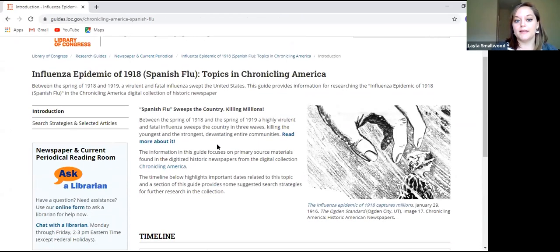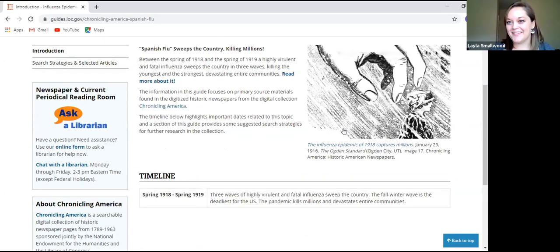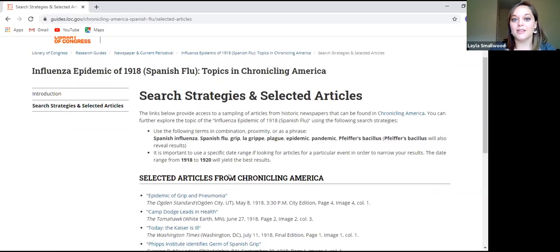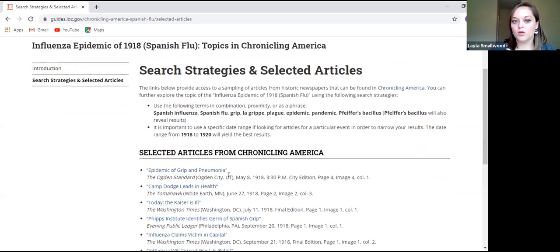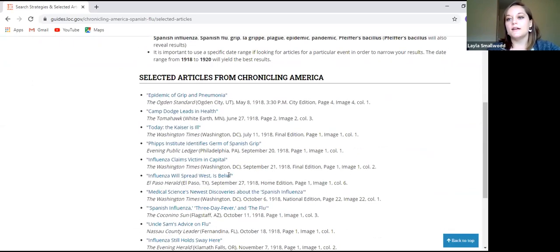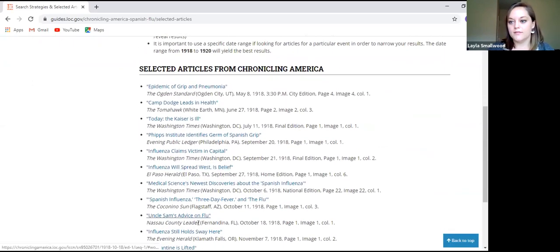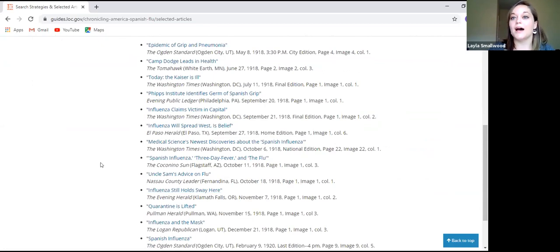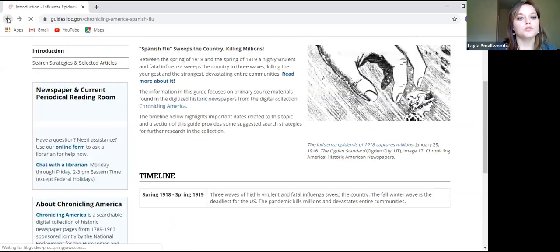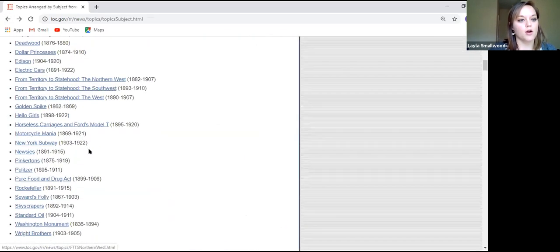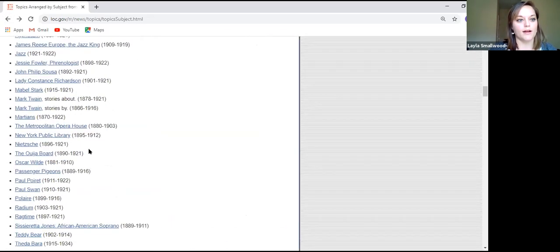And you'll see you have your blurb. Again, you have a really brief timeline here, and then you have a cool cartoon. You can click to learn more about it or read more about it, and you have your strategies and selected articles once again, and a ton of different selected articles here that you can search through to find more information about the influenza of 1918.